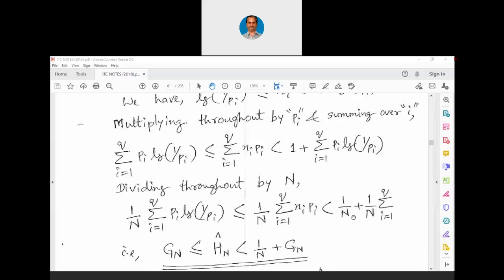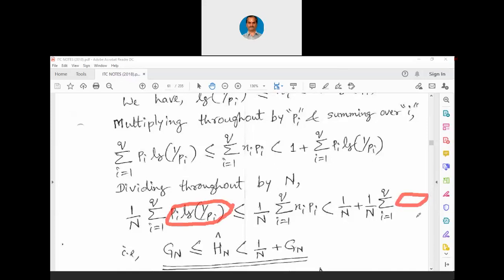Now, in this 1 over n plus 1 over n summation of i equals 1 to q, I have left out something. I should write it there. The same Pi log of 1 over Pi is going to come here. I think while writing notes, I simply left it out there. You simply presume the same thing there. Whatever is here, the same thing is going to come here again.